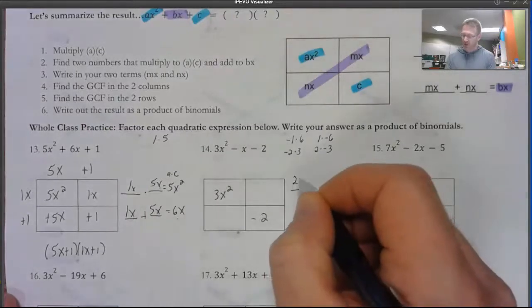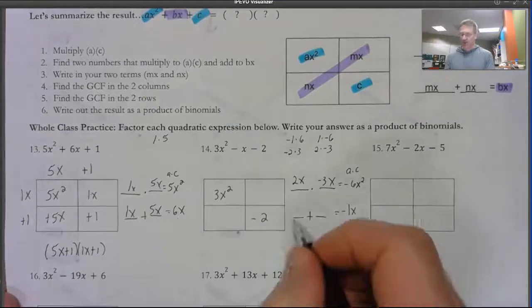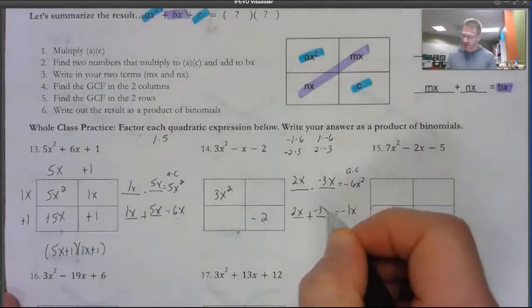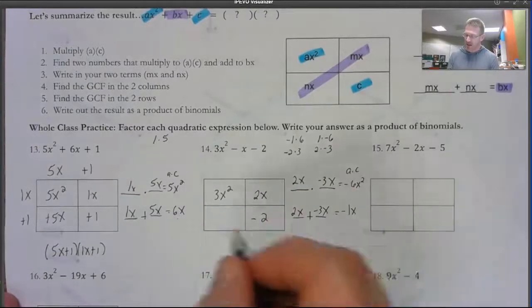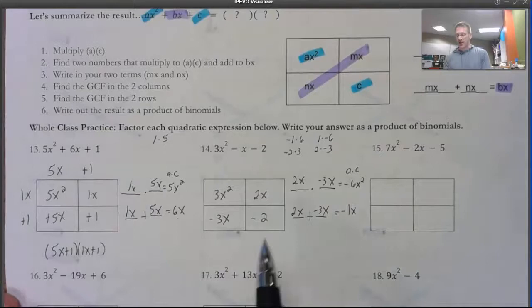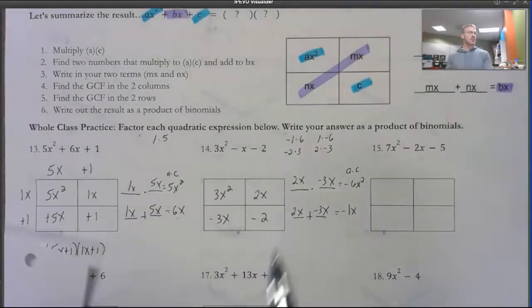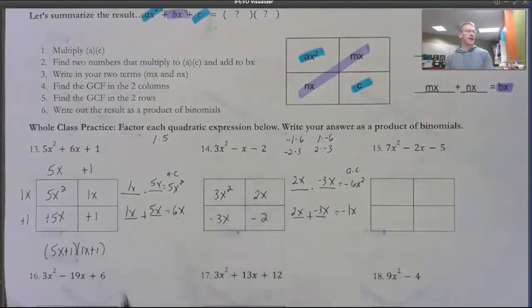So if I have 2x times negative 3x, that's negative 6x squared. And then 2x plus negative 3x, that's negative 1. So I can drop those two in. And once again, it doesn't matter. You can put this in either box. If you put the negative 3x here and the 2x here, you'll get the same answer in the end. It just changes where it's at. So that'll just flip what you have here and here.